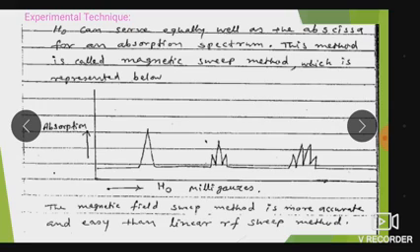So H0 can serve equally well as the abscissa for an absorption spectrum. This method is called the magnetic sweep method, represented below. With absorption against H0, we get a clear spectrum, and the magnetic field sweep method is more accurate and easier than the linear RF sweep method. So this is about the instrument techniques used for NMR spectroscopy.